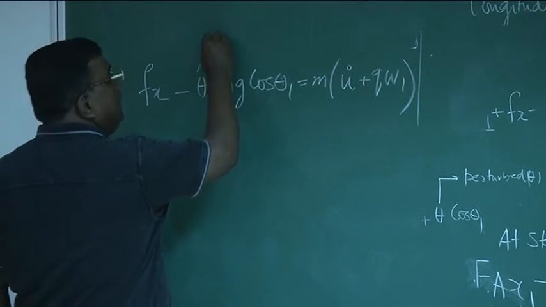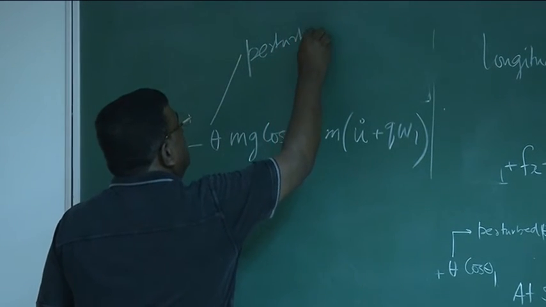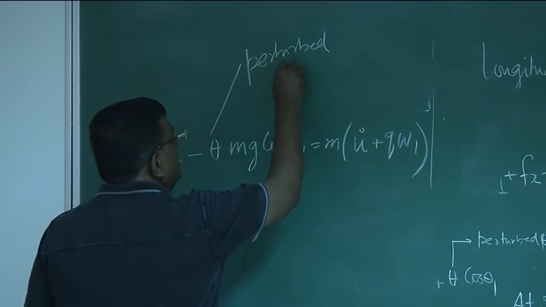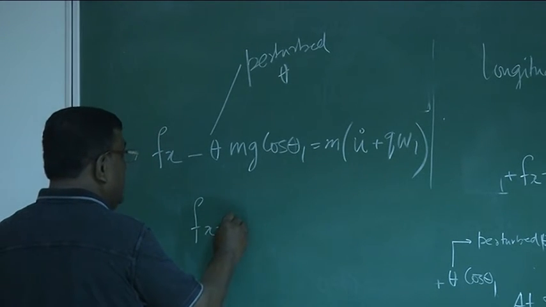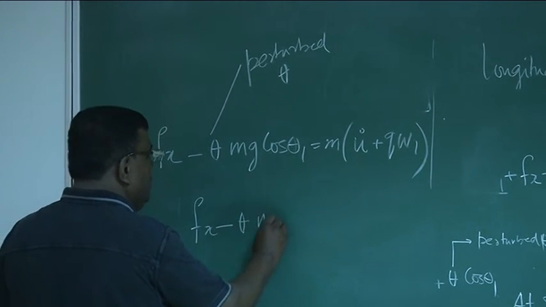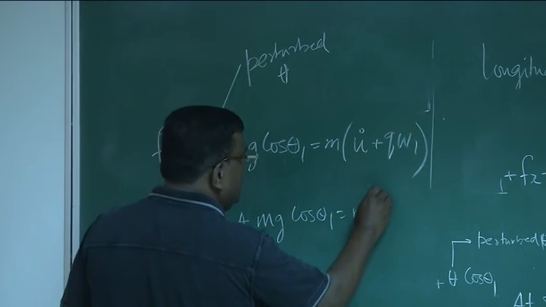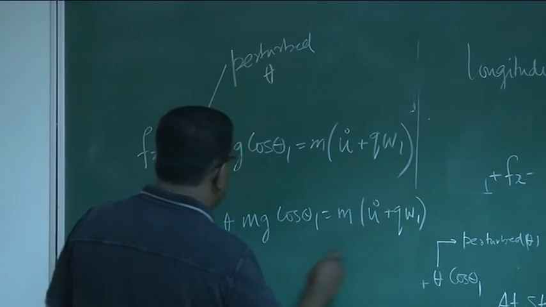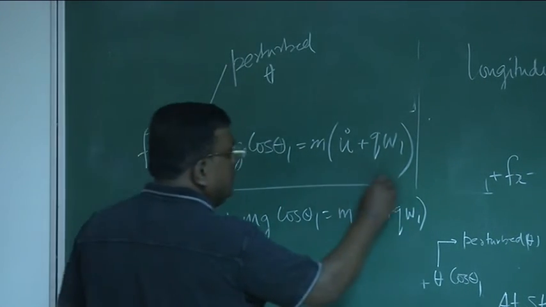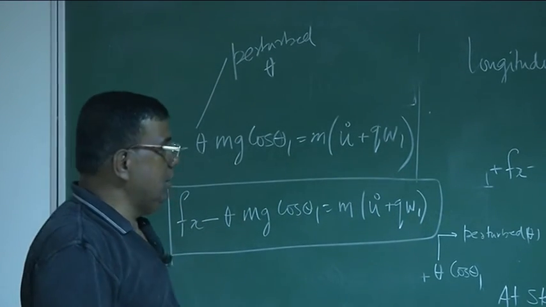What is this theta? Theta is the perturbed pitch angle, or perturbed theta. So now I can write Fx minus theta mg cos theta 1 is equal to m times u dot plus q w1. So this is one equation of motion which is written along the x direction, the body fixed x direction.